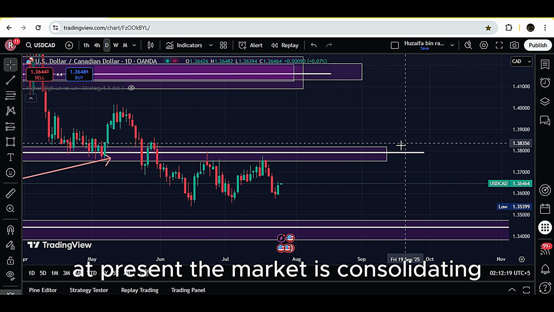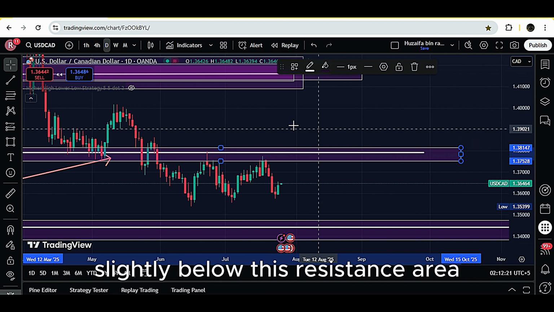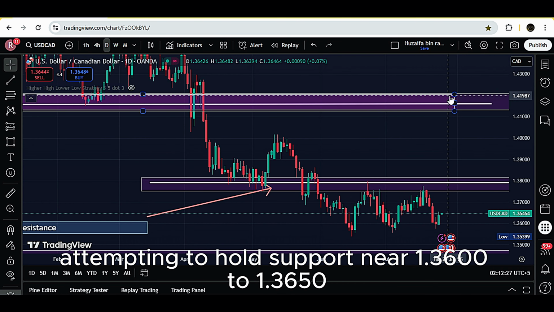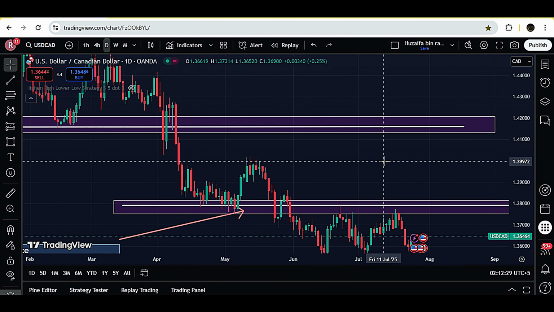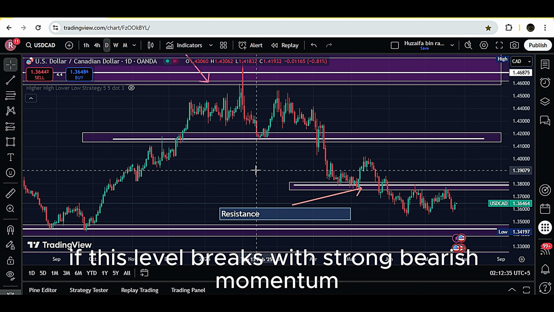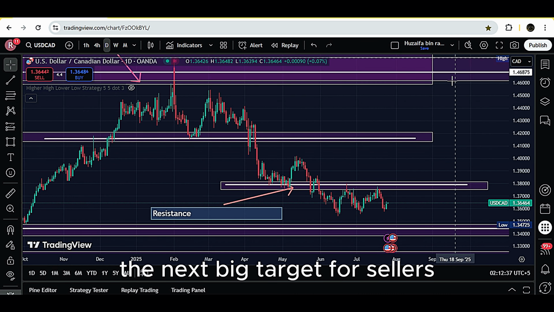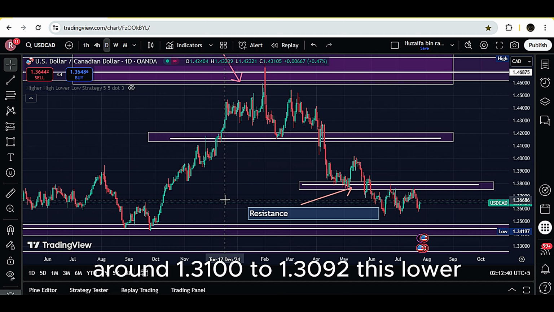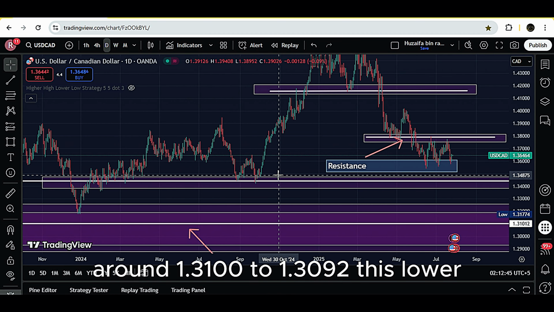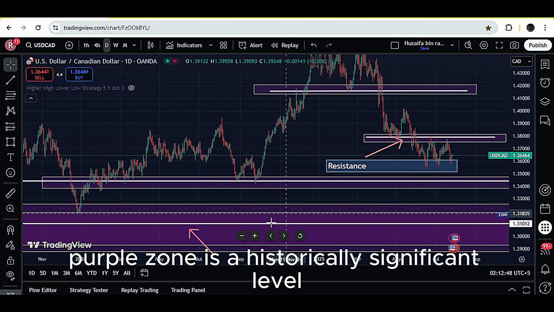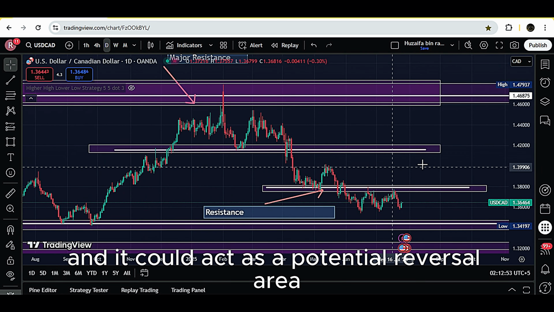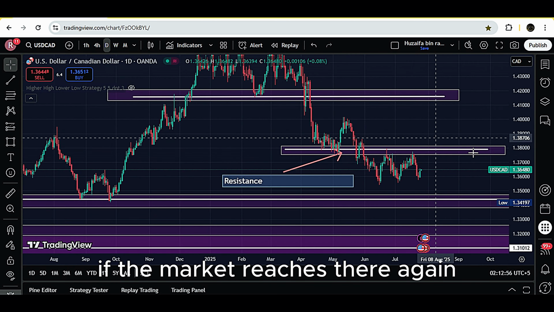At present, the market is consolidating slightly below this resistance area, attempting to hold support near 1.3600 to 1.3650, which is acting as a short-term demand zone. If this level breaks with strong bearish momentum, the next big target for sellers is the major support zone around 1.3100 to 1.3092. This lower purple zone is a historically significant level where buyers have stepped in before, and it could act as a potential reversal area if the market reaches there again.